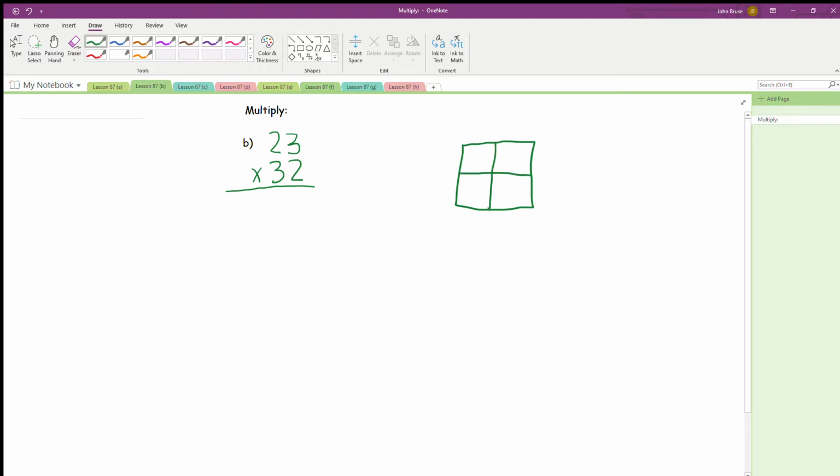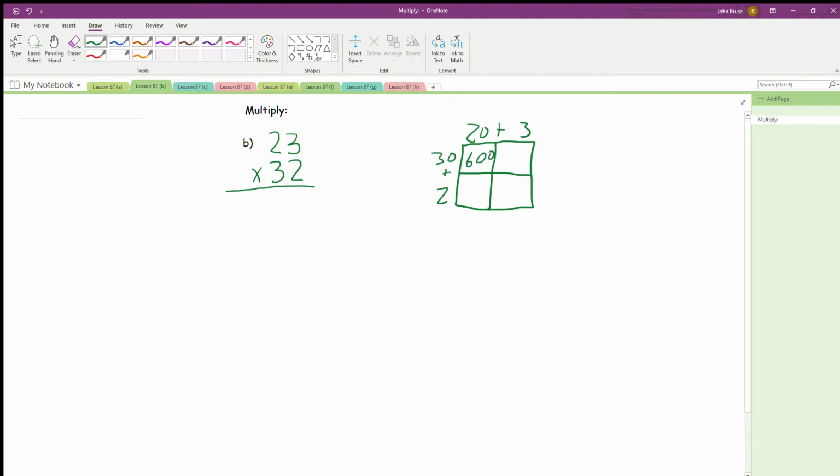We're going to start by putting the 23 on the top in expanded form, and then we're going to take the second number, 32, and put it in expanded form on the side. We're going to solve the area for each box. 20 times 30 is 600.